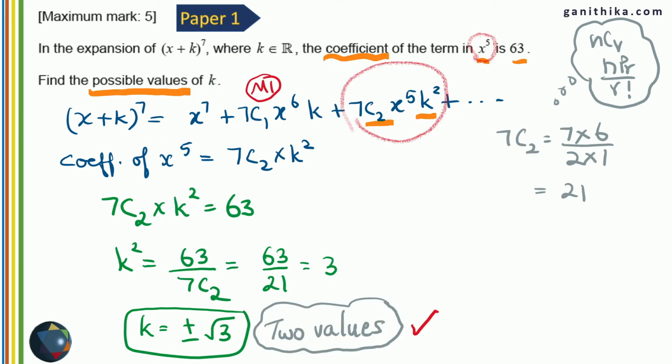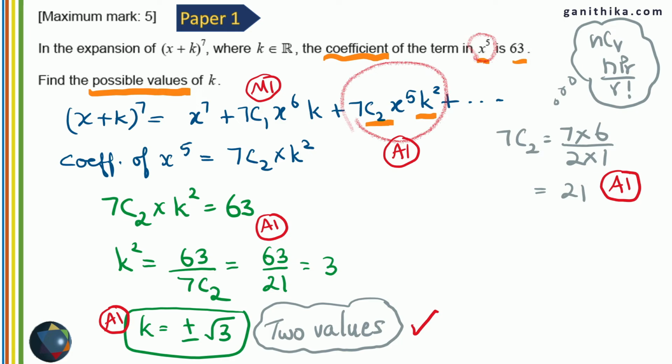Let's go for the marking scheme. Method 1 mark for correctly expanding (x plus k) whole power 7, and an answer 1 mark for correctly writing the x power 5 term, and an answer 1 mark for finding the 7C2 and substituting that for k square correctly, another A1 mark, and a final A1 mark for giving both the plus root 3 and minus root 3 as the answer. So this is the marking scheme for this question.